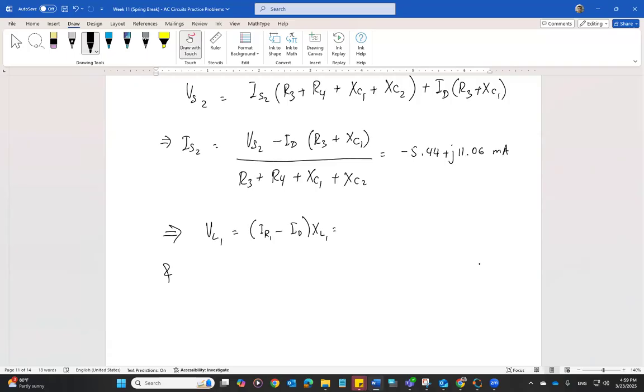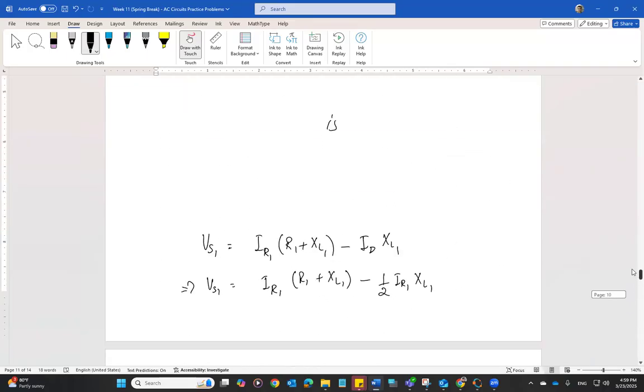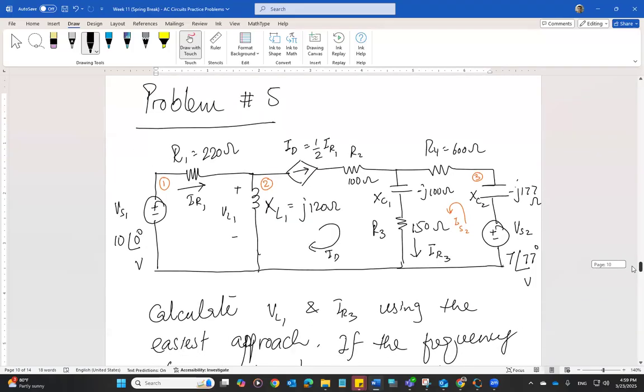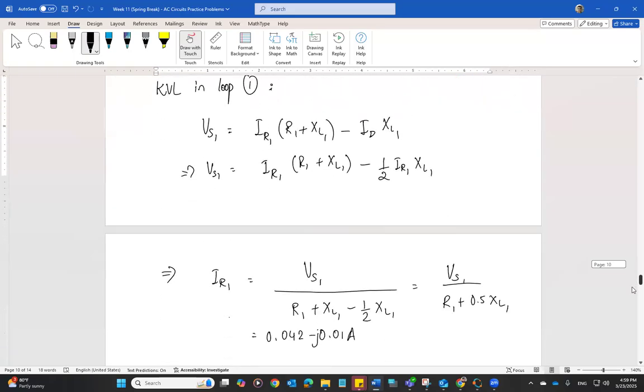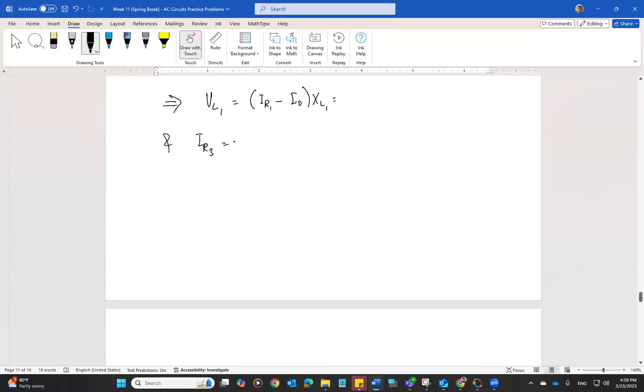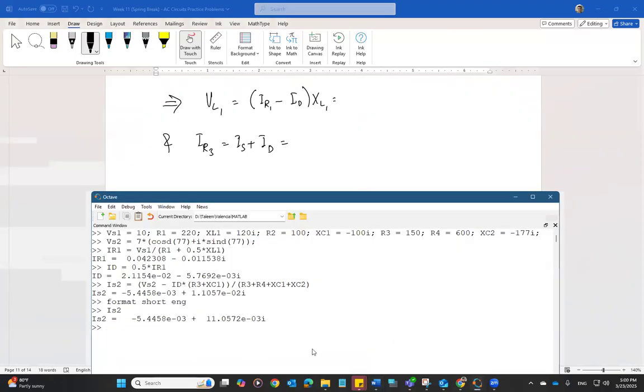And my current passing through R3, IR3, is the combination of the two loop currents, loop 3 and loop 2, IS2 plus ID, because they are passing through R3 and XC1 in the same direction from top to bottom. So IS2 plus ID. And again, we are going to express this both in the rectangular form as well as the polar form.